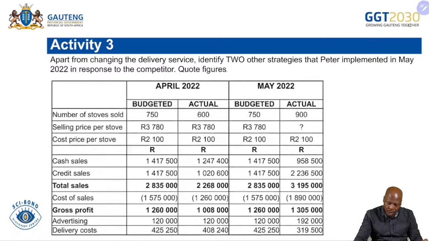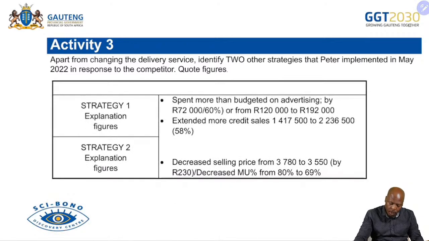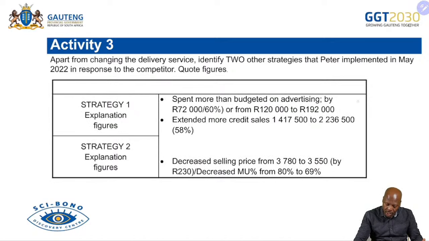Okay. Apart from changing his delivery, what other two strategies did Peter implement? Here are the strategies. Strategy number one, he spent more than budgeted on advertising. All right. He had budgeted, but he ended up spending more, from 120 to 192. And then he extended his credit sales from 1 million to 2,236,500. And he decreased his selling price from 3,780 to 3,550. All right. That is how he decreased.